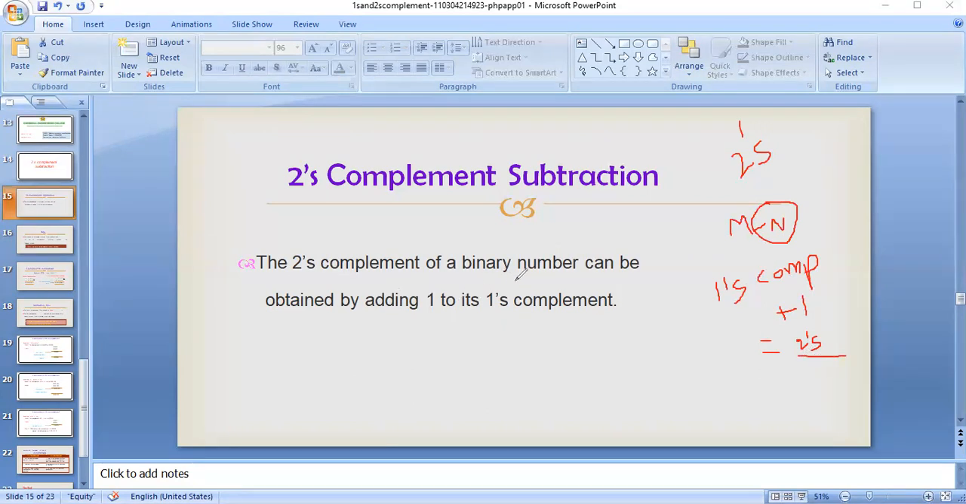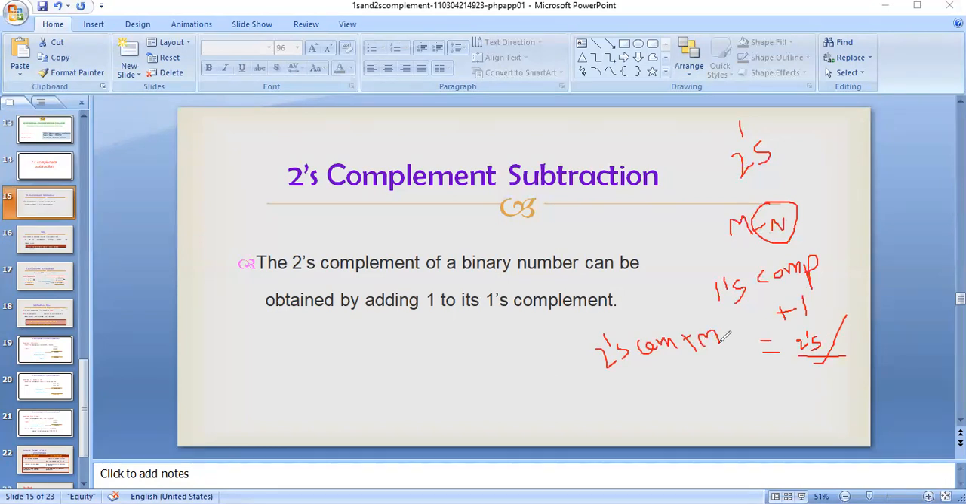The two's complement of a binary number can be obtained by adding 1 to its one's complement. In the first step, we have to find the two's complement of the subtrahend. After that, you have to add the two's complement result to the minuend.